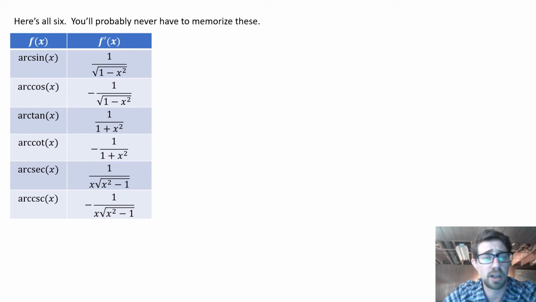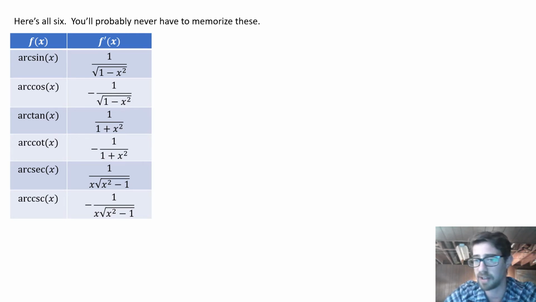But here they all are. Like I said, I wouldn't ever make you memorize these. They're hard to remember. So arc cosine, the derivative is the same as arc sine, only negative. Notice arc cotangent, it's the same thing. The derivative of arc secant is even weirder. It's 1 over x times the square root of x squared minus 1.